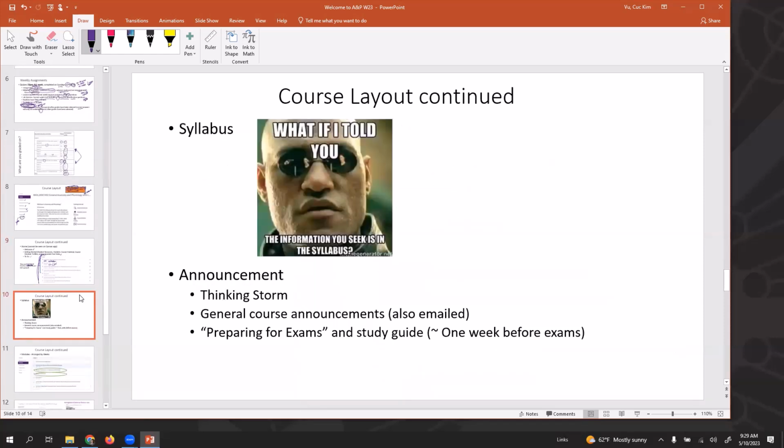All right, the syllabus. What if I told you that the information you seek is in the syllabus? A lot of the information that students usually ask about really is in the syllabus. We try to make it as detailed as possible. So if you email me a question and it's in the syllabus, please don't be offended if I tell you, please look at the syllabus. Okay.